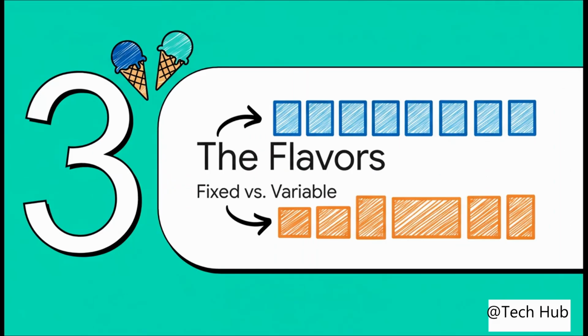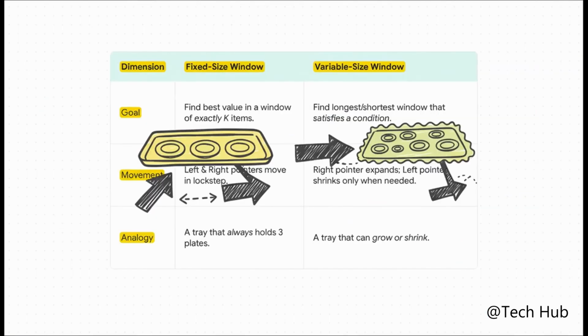Okay, but here's the thing. This technique isn't a one-trick pony. It actually comes in 2 main flavors, and which one you use depends entirely on the problem you're trying to solve: fixed size and variable size windows. And this table breaks it down perfectly. Just look at the goal. A fixed size window is when you need to find something in a chunk of an exact size, like our 3-plate buffet tray.